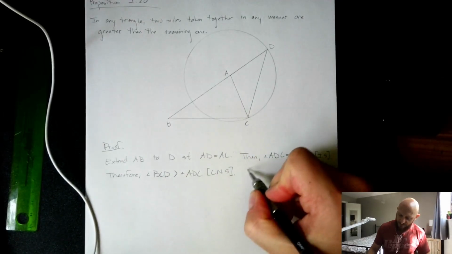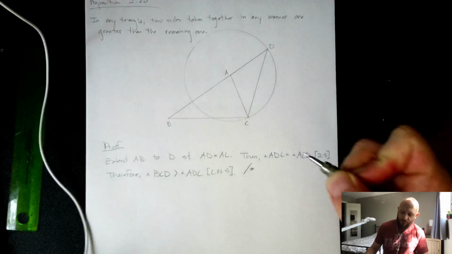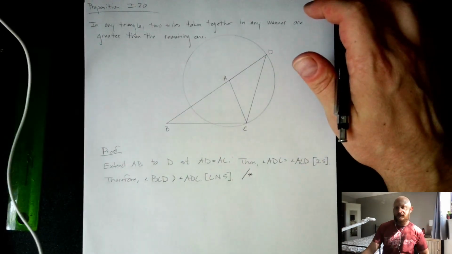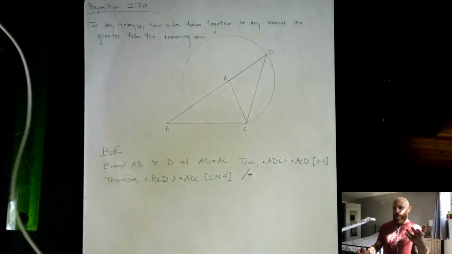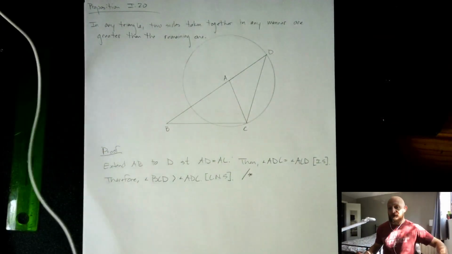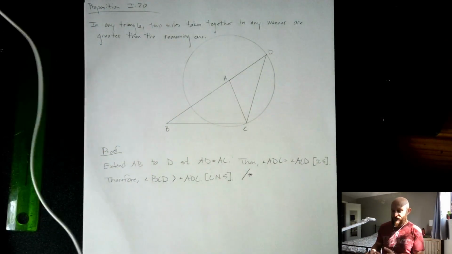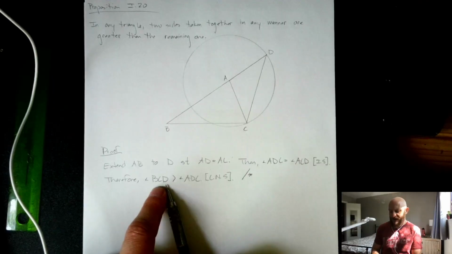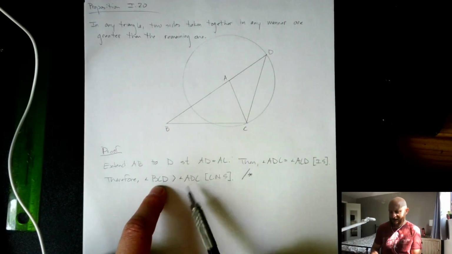I would like to justify it a little bit more. I think that it's helpful. It is fairly obvious, but I think it's helpful to still justify it. And maybe if you're new to proofs, this might be a good spot to take half a second and justify this claim. Why do we say that angle BCD is greater than angle ADC?